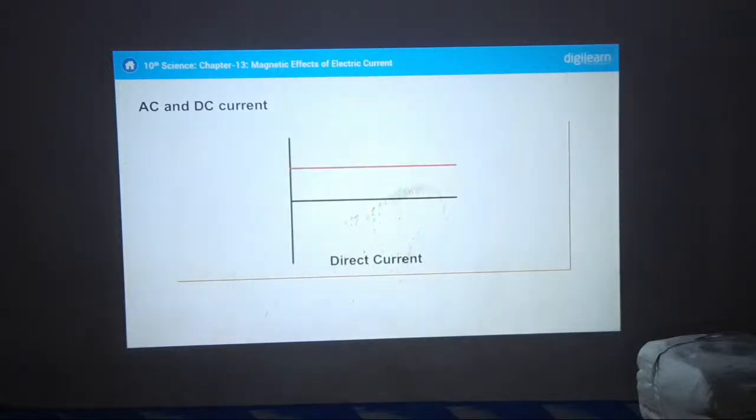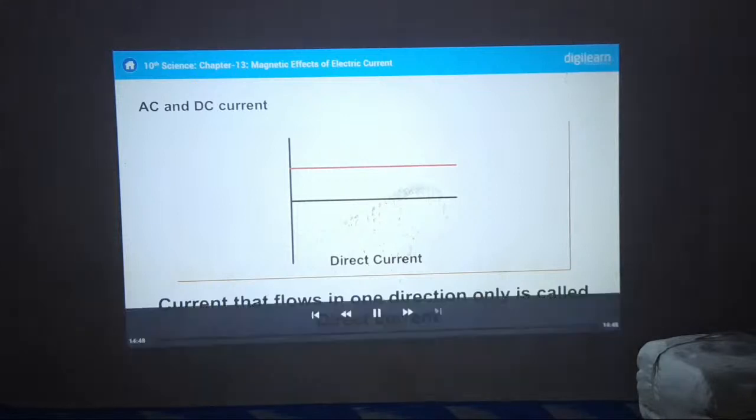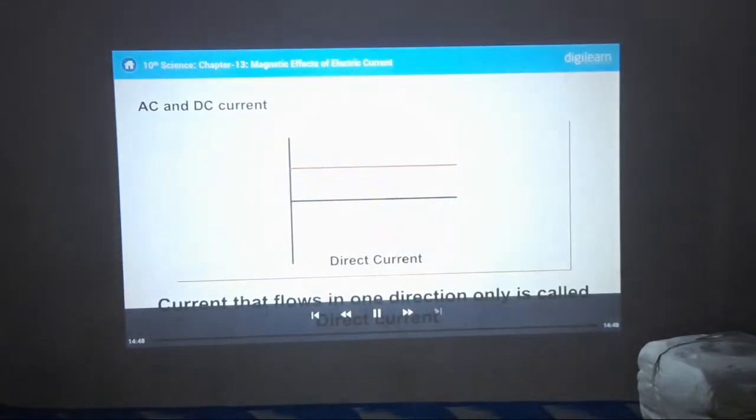DC, direct current. Current that flows in one direction only is called direct current. Electrochemical cells produce direct current. Okay, this completes the magnetic effects chapter, and we'll move on to the next chapter.